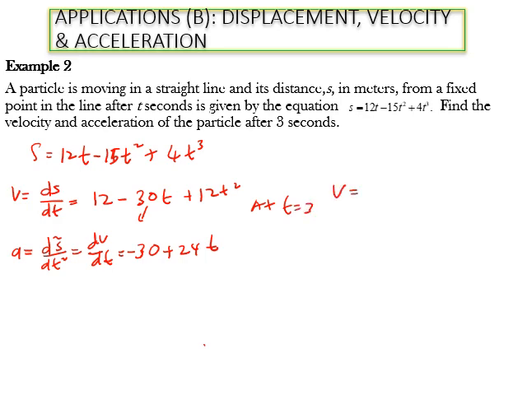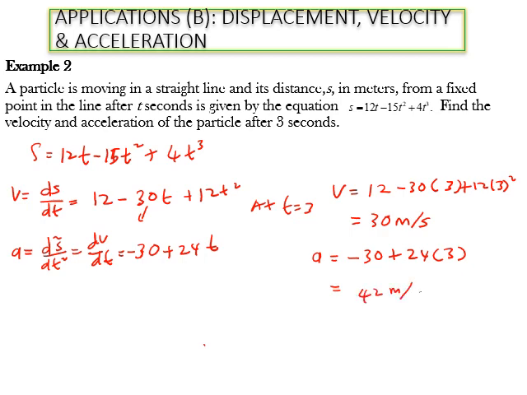So v is equal to 12 minus 30 times 3 plus 12 times 3 squared. And A is equal to negative 30 plus 24 times 3. So what's the answer? Here it is 30, the unit is meter per second. How about this one? The acceleration is 42 meter per second squared. So that's it. It's very simple.